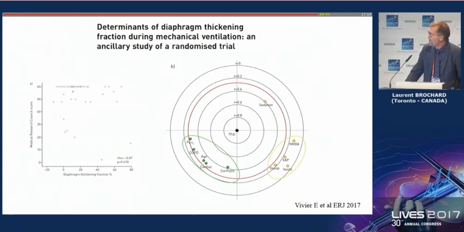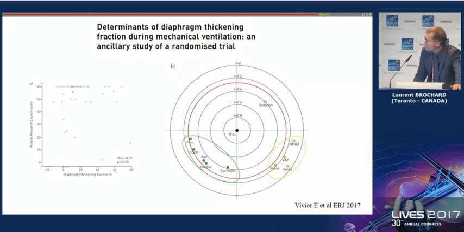This is a beautiful graph done by Emmanuel Vivier, looking at a series of patients with diaphragm thickening fraction. And what are the clinical determinants of this thickening fraction? First, on the right side, this is the same correlation that I showed with the data from Martin with the phrenic nerve stimulation. This is the MRC score versus diaphragm thickening fraction. There is absolutely no correlation. So a confirmation that diaphragm weakness is not limb muscle weakness.